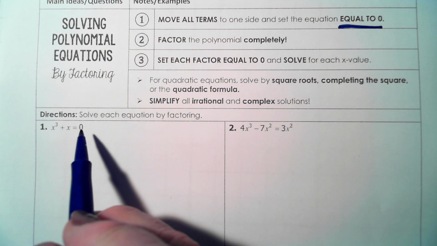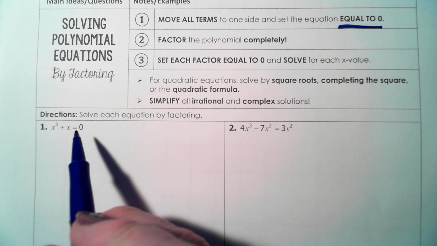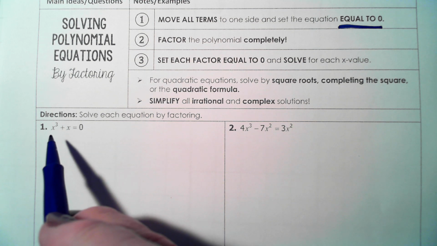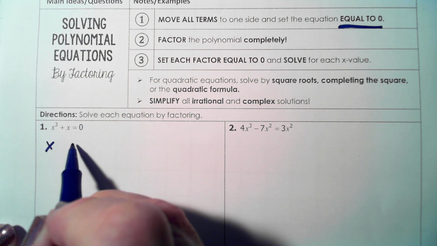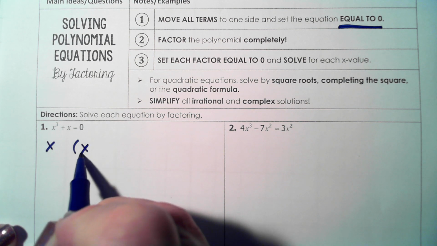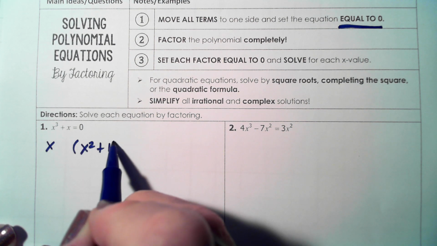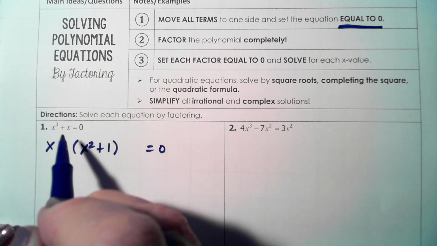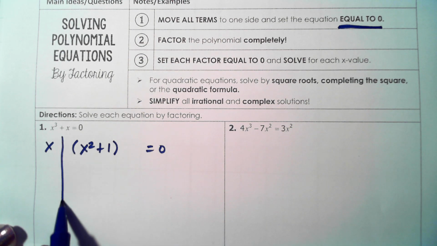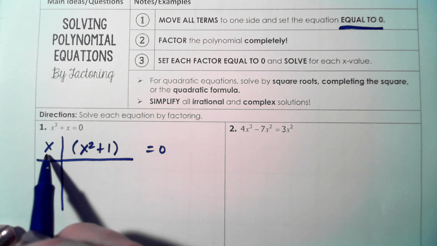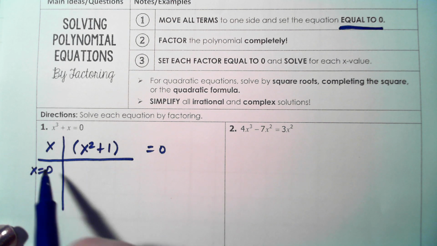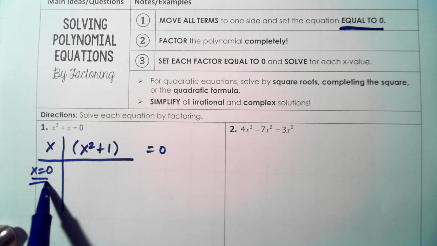For this first problem, it's already equal to 0. That's great. We're already all set for that. Now we're just going to factor out the x, and we end up with x times (x squared plus 1). This whole thing equals 0. So I'm going to make this kind of like a little factor tree in this way. And I'm saying, what would make x equal to 0? Well, when x is 0, that's that one.